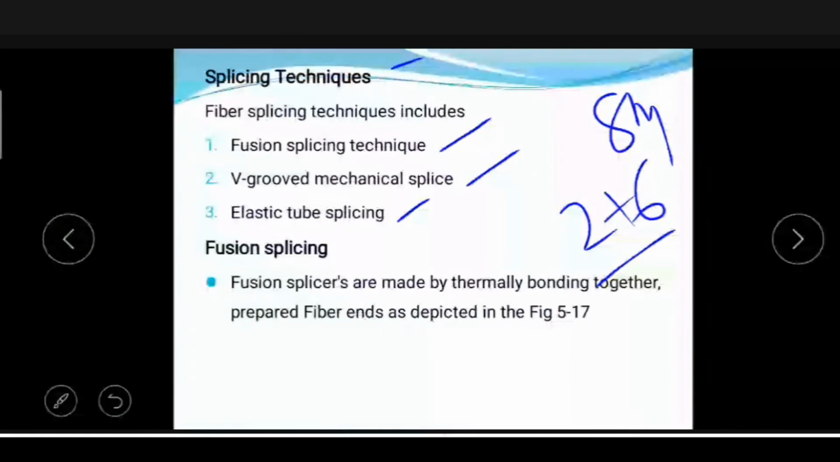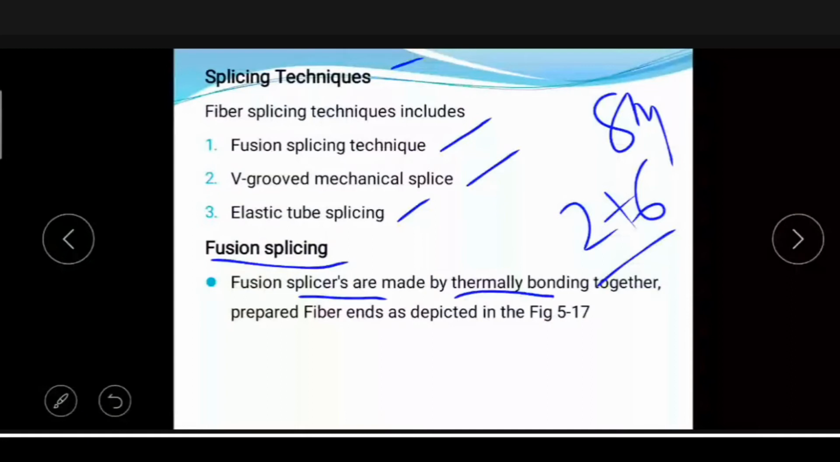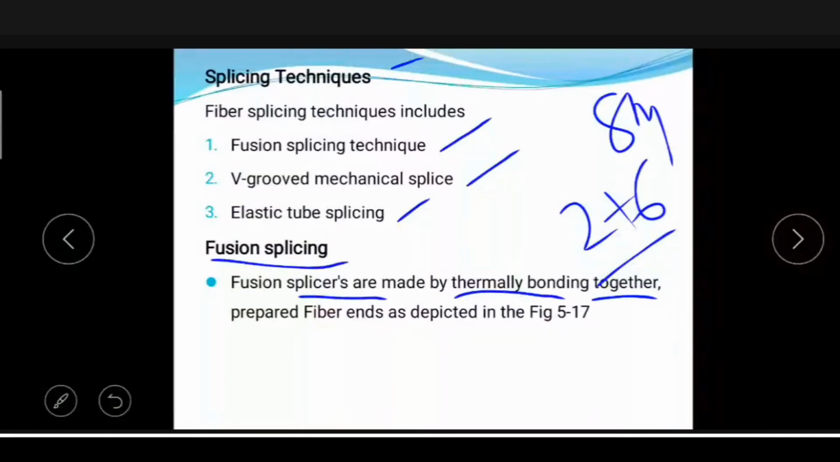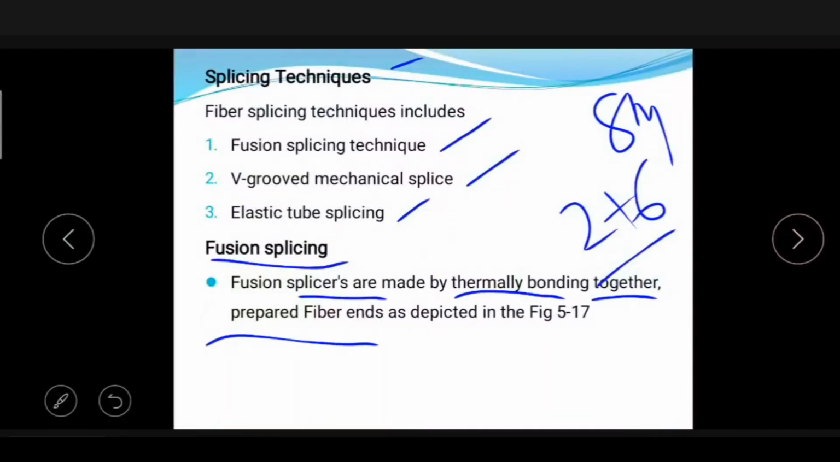So fusion splicing, the first one. Fusion splices are made by thermally bonding together prepared fiber ends. So a properly prepared fiber end which is perpendicular to the axis, which is smooth, and fiber end faces are properly prepared. Such fibers are thermally bonded together. Thermal in the sense you are heating it. So they are thermally bonded together.